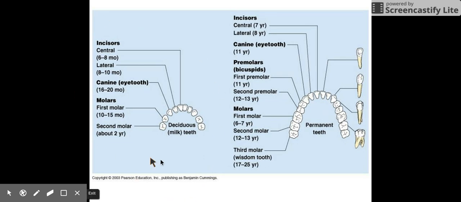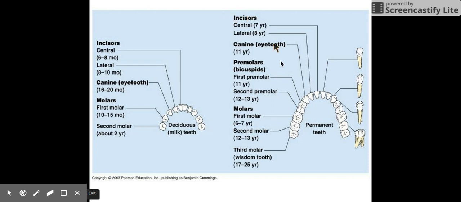Now, teeth. As you know, we have two sets of teeth. We have the deciduous or the milk, sometimes called baby teeth. And you actually have fewer of your baby teeth than you do of your adult teeth. You have incisors, of which you have two. Then you have your canines. And then you have molars. And that's all you have for a baby mouth.